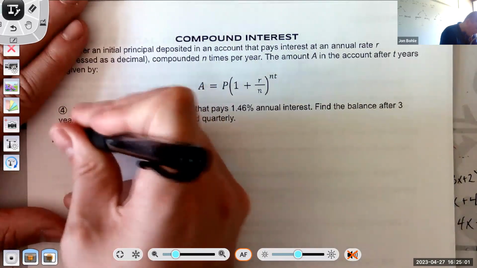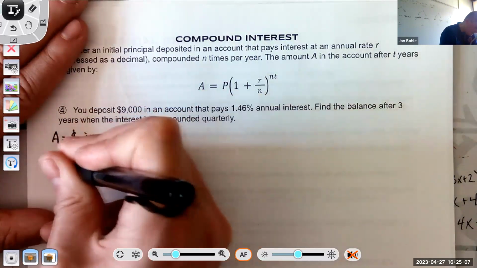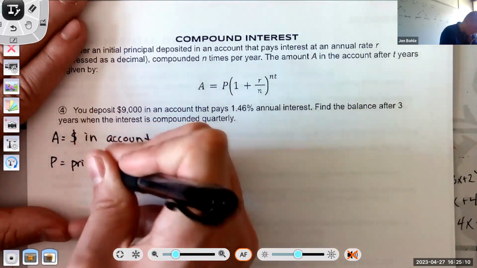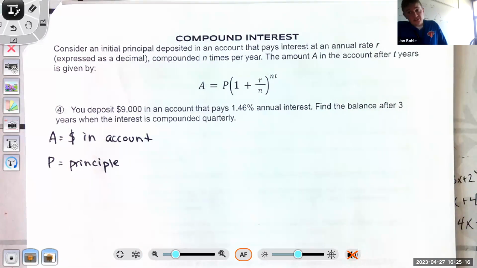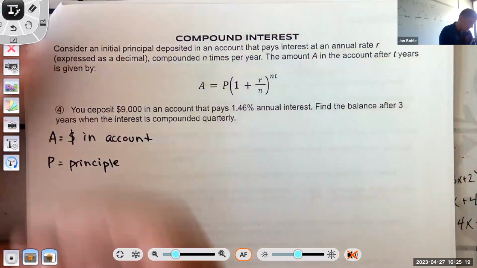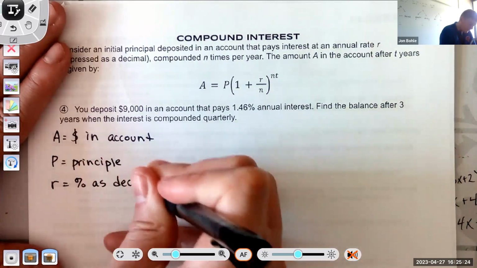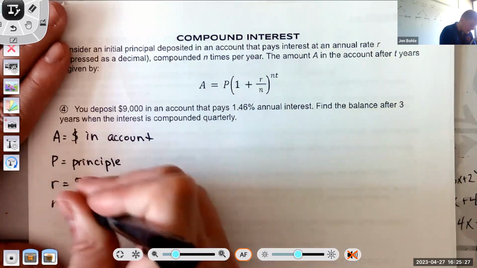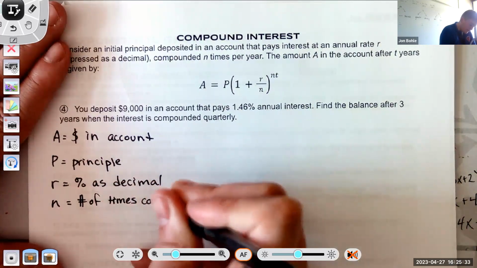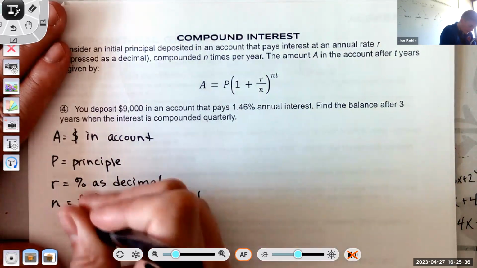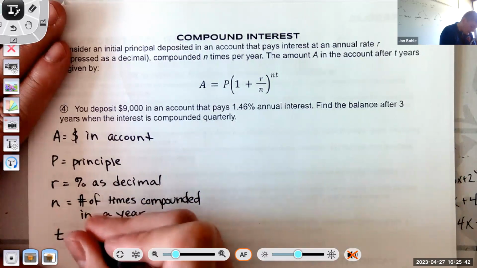Capital A, money in account. P, principal, which is the starting amount of money in the account. Okay, so whatever was deposited initially, it's the initial amount. Okay, R is the percent, as a decimal. N is the number of times compounded in a year. And T is years.